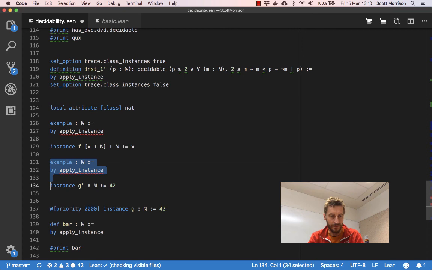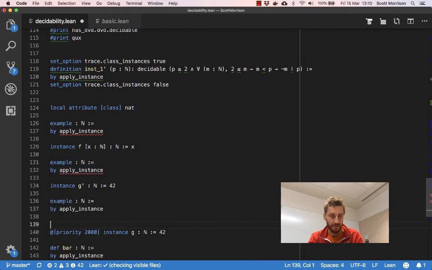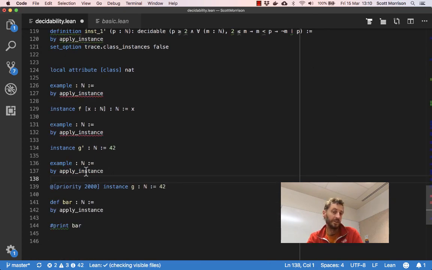So let's try it again where I've defined that instance but just at default priority. And curiously, this one did work. So somehow G prime beat out F, even though they were at the same priority. But that's not really in your hands. That's just an implementation detail there. Okay, maybe I'll get rid of those.